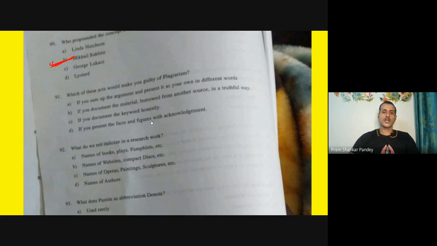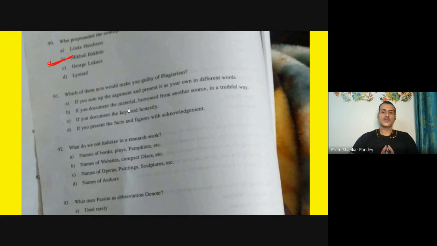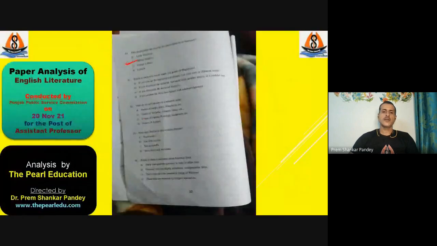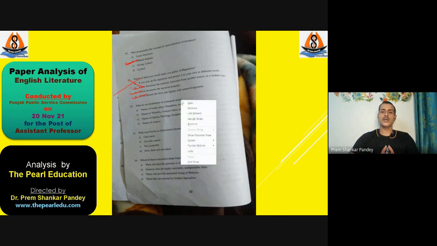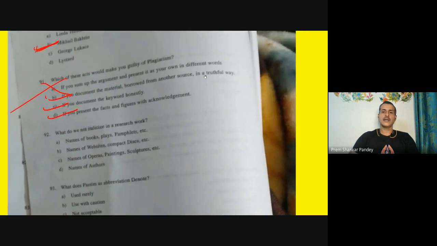Or if you document the material. Document means you give credit to the material borrowed from another source in a truthful way. That is not plagiarism. If you document the keyword honestly, that is also not plagiarism. If you present the facts and figures with acknowledgement, that is also not plagiarism. If you take someone's work and present it as your own in different words, that is plagiarism. So A is the right answer here. All of you are absolutely right.